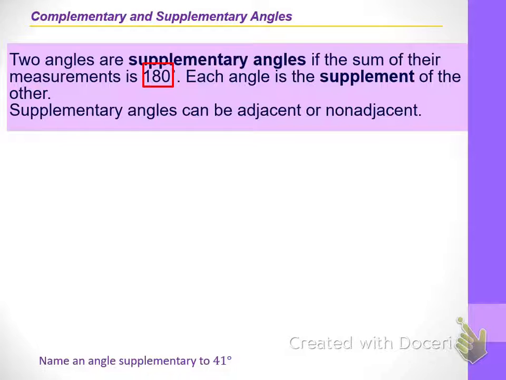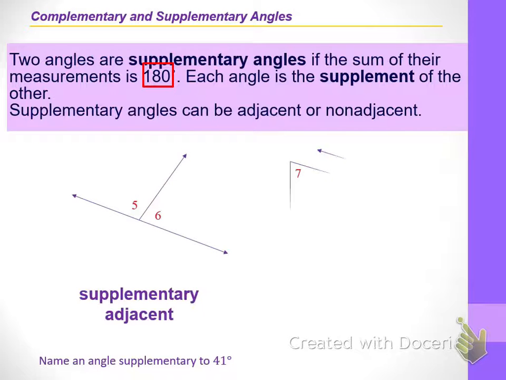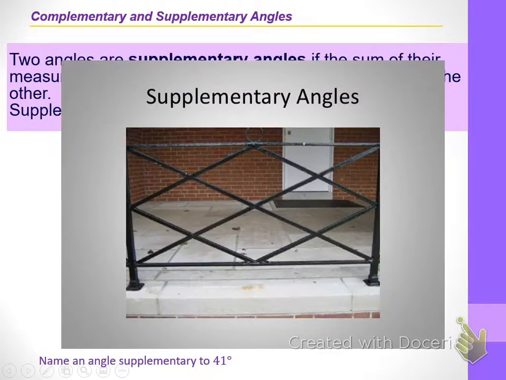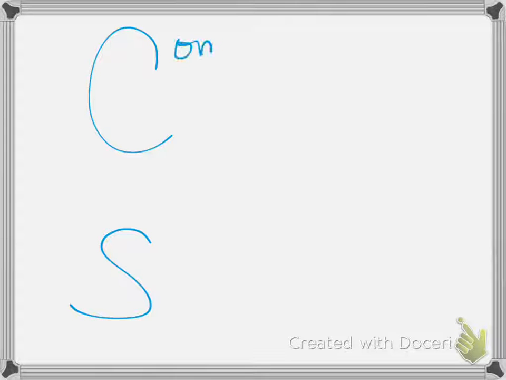The other word was supplementary. Supplementary meant they added up to 180. They add up to 180. All right, and then I think you were shown this example, but let me just remind you, we talked about complementary and supplementary. Complementary starts with a C. It looks like a corner.